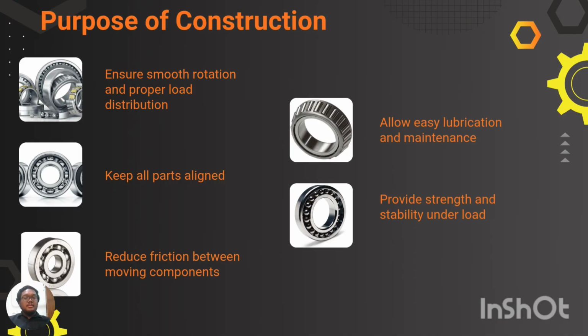Okay. Number two, keep all parts aligned. This is because if the parts are misaligned, it can cause friction damage, and the friction damage will increase. Number three, reduce friction between two moving components. And number four, allow easy lubrication and maintenance. And lastly, provide strength and stability under load.